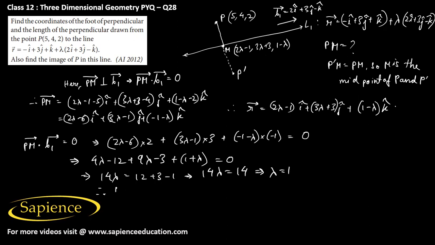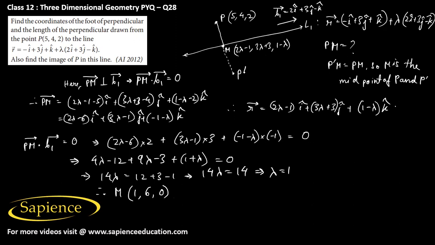So therefore the coordinates of the point M will be 2 lambda minus 1, so it is 1, 3 lambda plus 3, so it is 6, and 1 minus lambda, 1 minus 1, so it is 0. So this is the coordinates of the foot of the perpendicular M, (1, 6, 0).